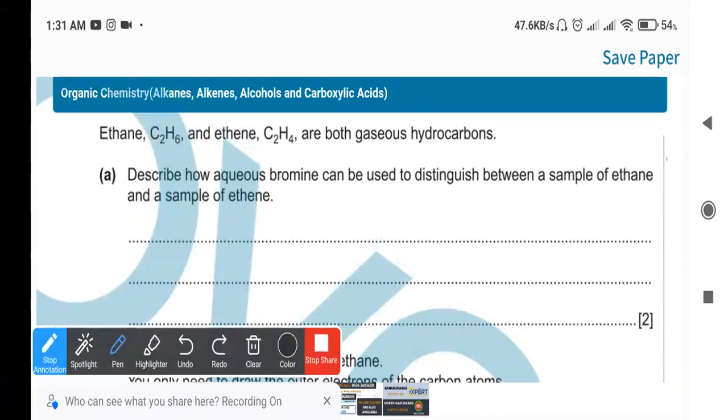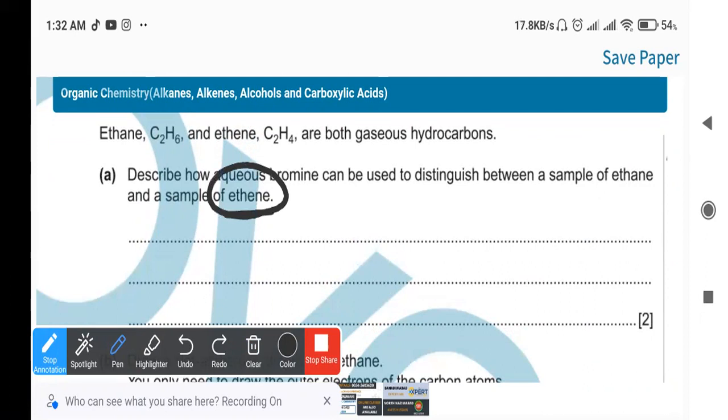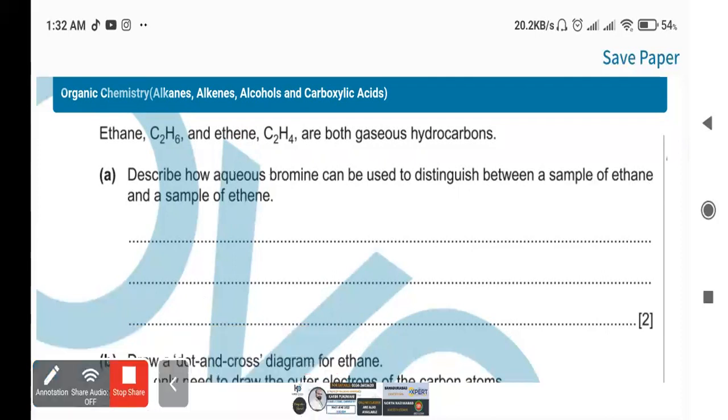Aqueous bromine can be used to distinguish between ethane and ethene. Aqueous bromine will readily react with ethene, because ethene has a double bond. The double bond will get broken down by bromine, and the bromine will be added here readily, so the bromine will lose its color quickly. But in case of ethane, the bromine will not get added. When we use bromine with ethene, the color of bromine changes from brown to colorless. We say it is the decolorization of bromine. But in case of ethane, there will be no decolorization of bromine.